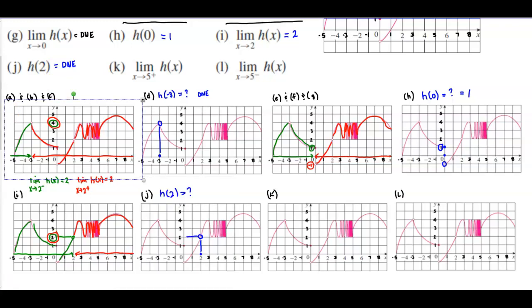Let's take a look at K. We want to find the limit of the function h of x as x is approaching 5 from the right. So as it is approaching 5 from the right, then it hits what value? 3. So the answer is 3.